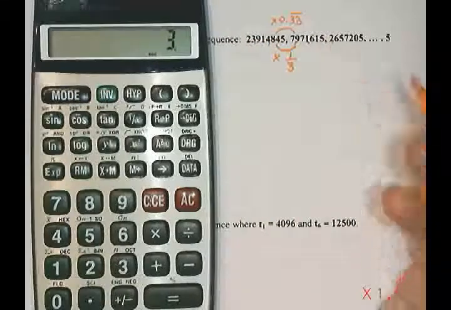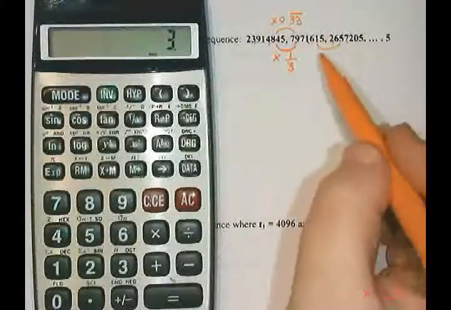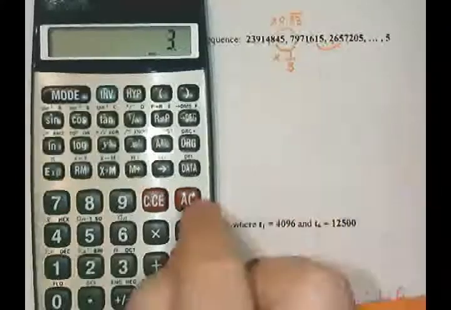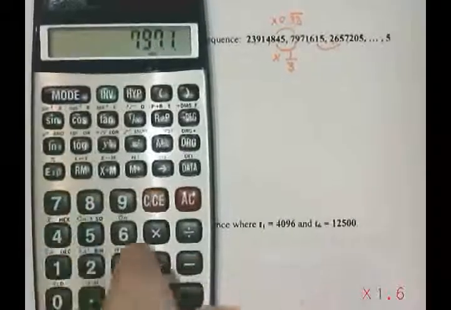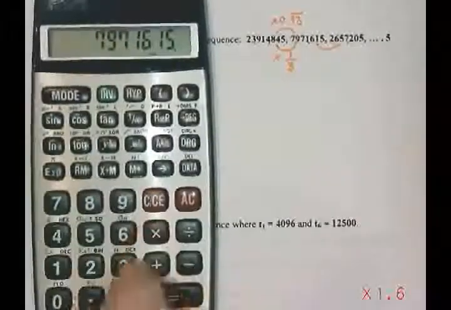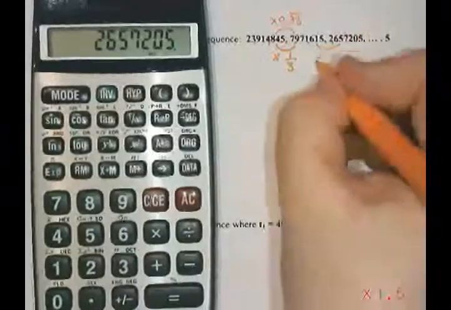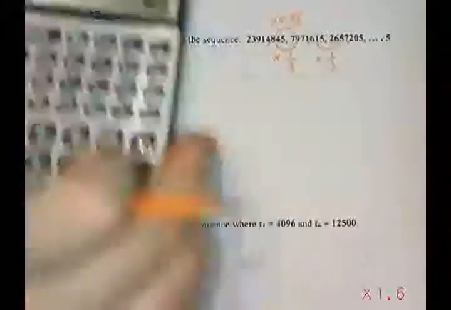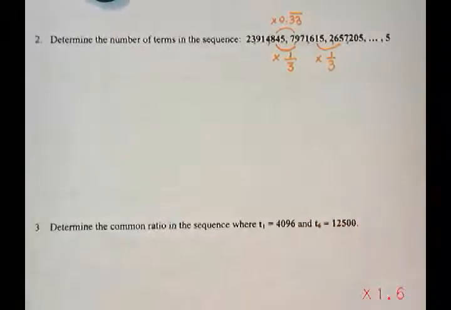Now I am going to just check, right, that this works. So instead of typing in these numbers again, I'm just going to take this one and I'm going to try multiplying it by 1 divided by 3. So 7,971,615 times 1 divided by 3 gives me this number, so I know that that's right. So the 1/3 here is called my common ratio. I know this is geometric because we're multiplying.